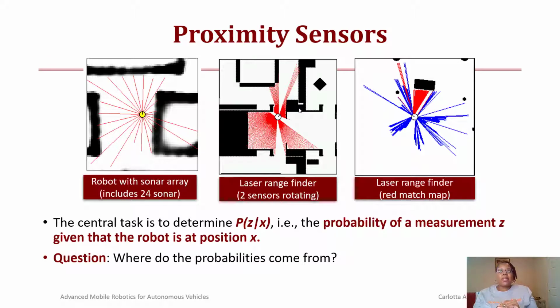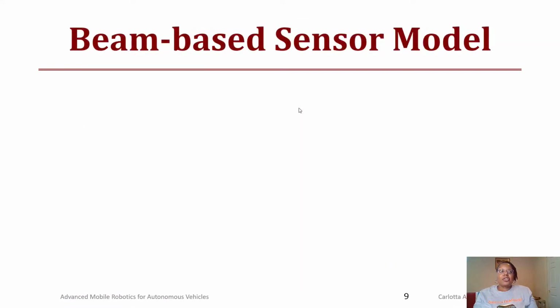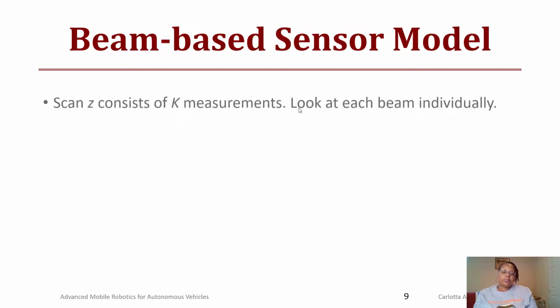So where do the probabilities come from is the question we need to answer. And we need to explain this by looking at measurements. So typically you're going to have a way to model your sensor data in order to come up with this probability. So let's first look at a beam-based sensor model.